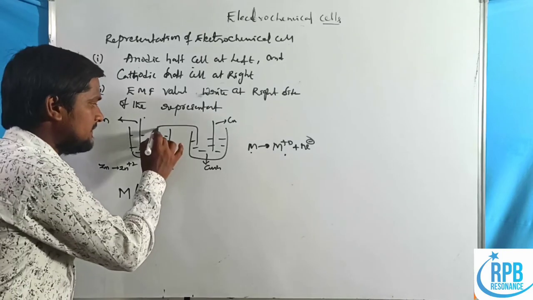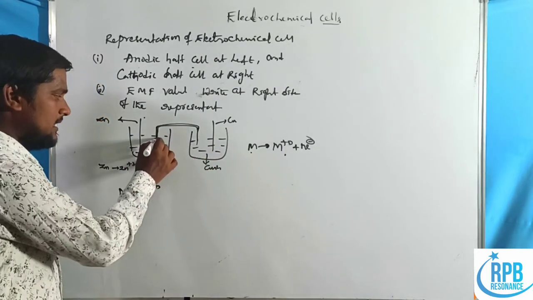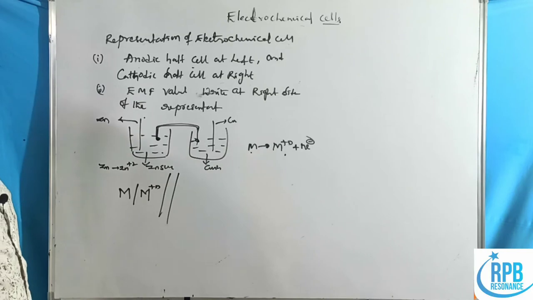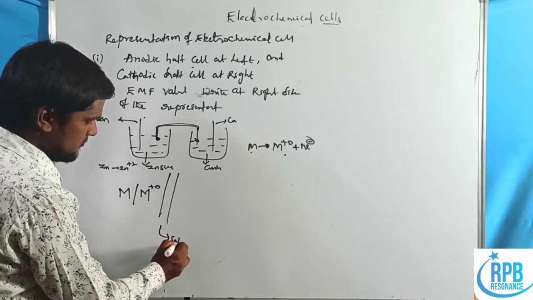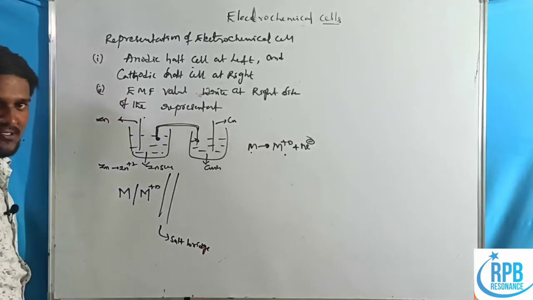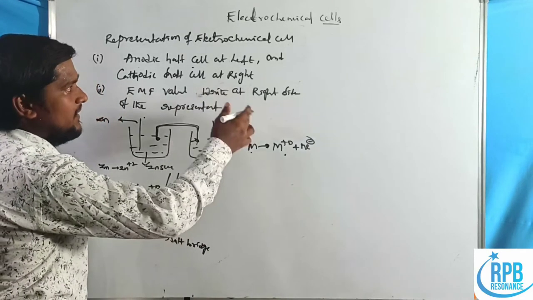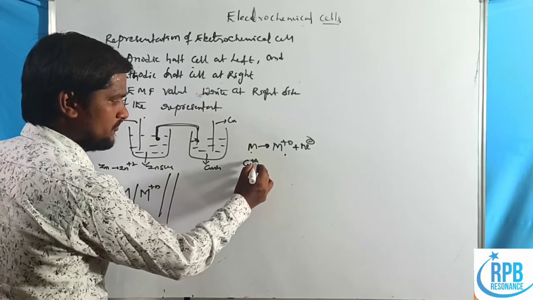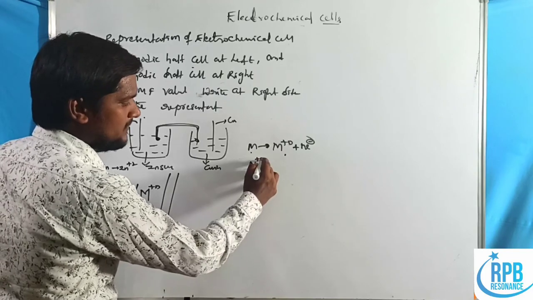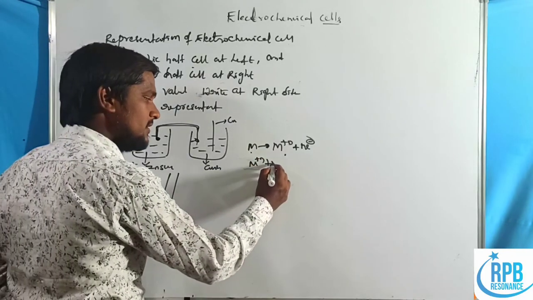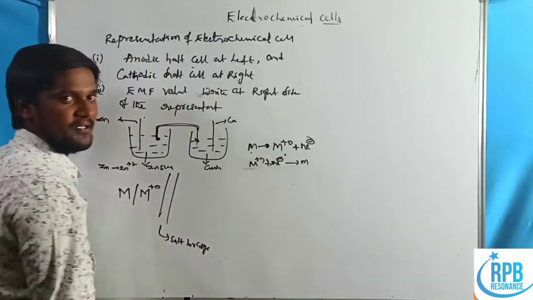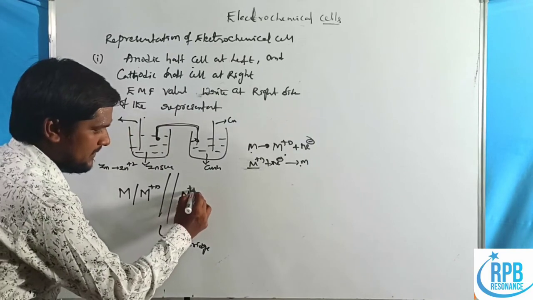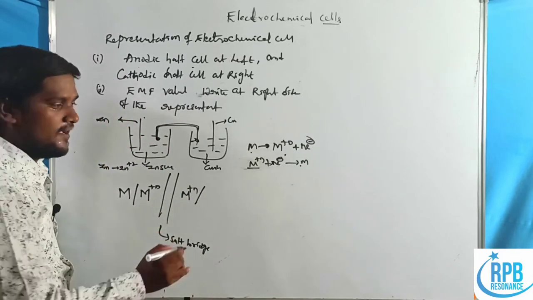It forms M plus n. Now here it is separated by the salt bridge with porous plates. The salt bridge is represented by double slashes. So these double slashes are nothing but the salt bridge. Now let us write the cathodic half cell at the right position. Cathodic half cell means here the copper plus 2 solution, that means M plus n is present. M plus n gains the electrons and forms the metal. So here M plus n, with a single slash, forms the metal M.